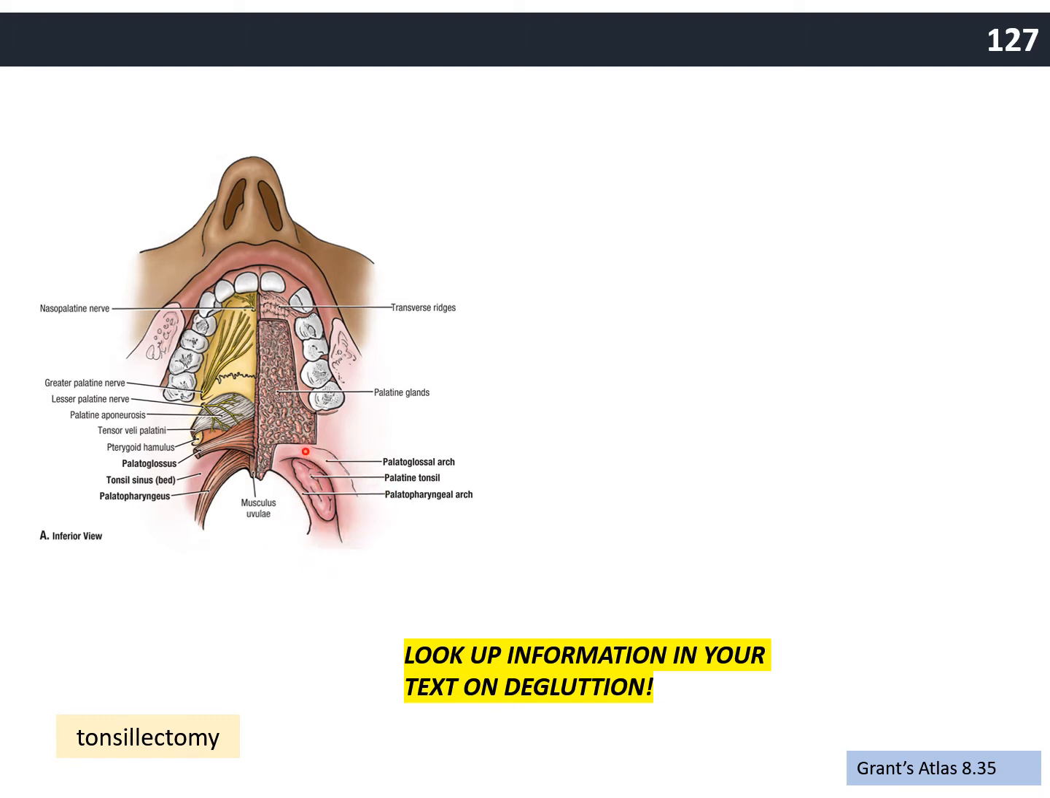And so, the palatoglossal arch and the palatopharyngeal arch, these folds are pillars nestled right in between there as the palatine tonsil. Look up the information in your textbook on deglutition or swallowing. I won't cover that. It's only a couple of paragraphs, but the movement of this soft palate is important in the movement of that bolus of food that's been chewed up in the mouth as it pushes posteriorly into the pharynx.